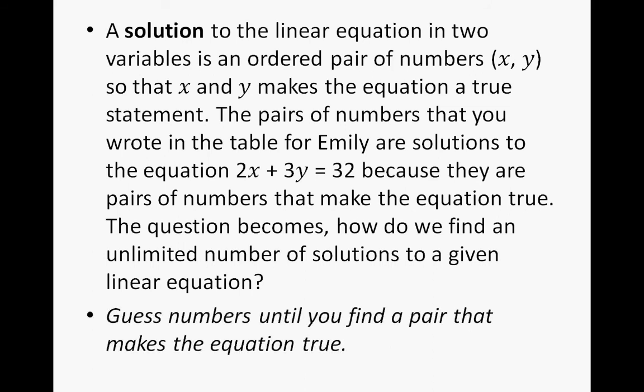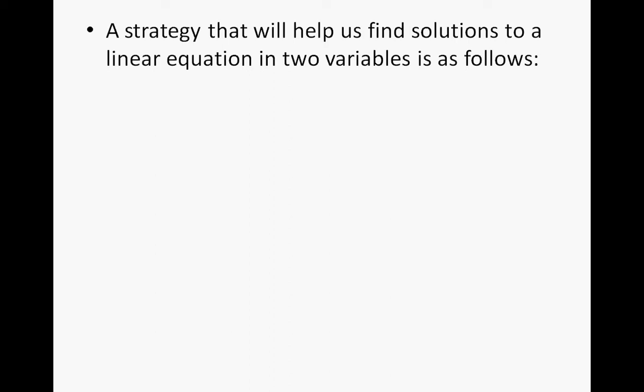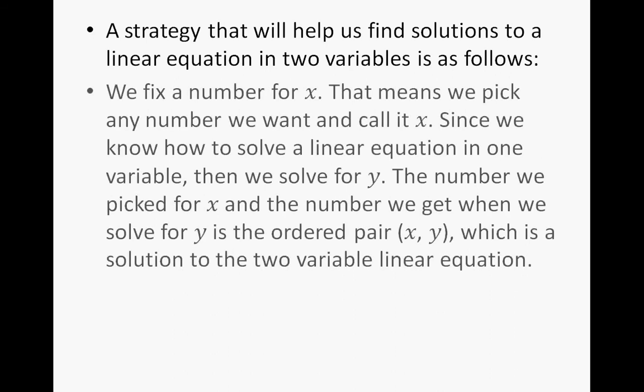Well, you could guess numbers until you find a pair that makes the equation true. However, that's probably not a very efficient way. A strategy that would help us find solutions to a linear equation in two variables is as follows. First, you want to fix a number for x. That means we pick any number we want and call it x. Since we know how to solve a linear equation in one variable, we then solve for y. The number we picked for x and the number we get when we solve for y is the ordered pair x comma y, which is the solution to the two-variable linear equation.